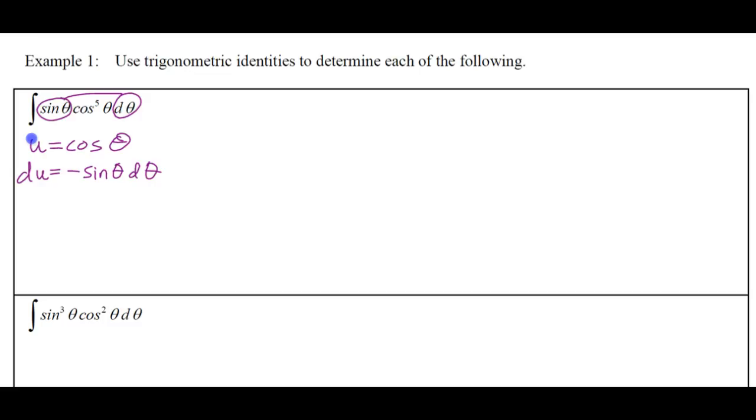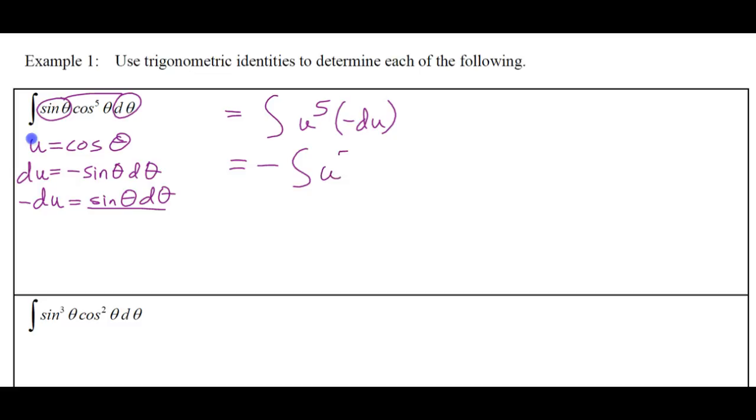And so what we might want to say is, well, that sine theta d theta, I'm going to replace that with negative du. Right? So there's my sine theta d theta. There it is up there. So when I go to write this with U-substitution, it'll be the integral of u to the fifth. So that's cos to the fifth, right? Cos to the fifth theta times negative du. And we'll just throw the negative out front. And we got u to the fifth du.